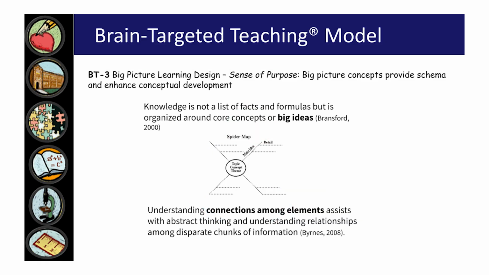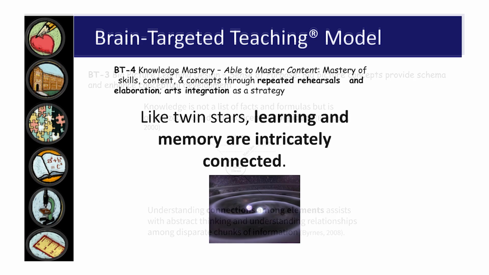Brain target 3 promotes visual representation of the big picture of the learning unit, which fosters global understanding of connections among elements of learning tasks. And here is where we typically start when designing a BTT learning unit. In Brain Target 4, we plan instructional activities to support identified learning goals. Arts integrated activities are embedded throughout the learning tasks.